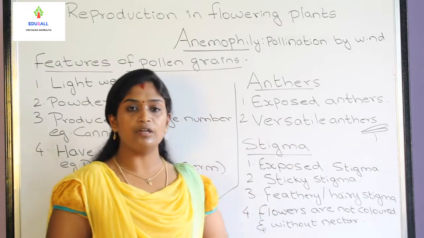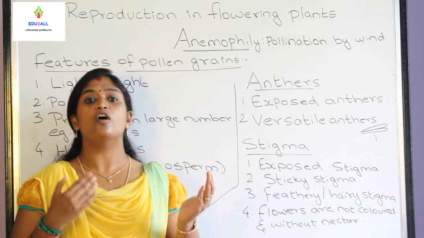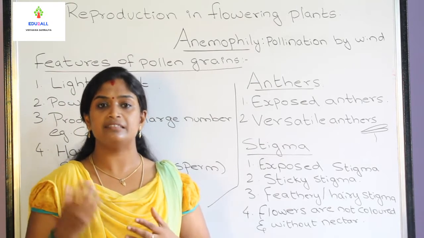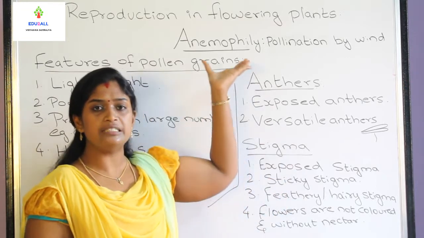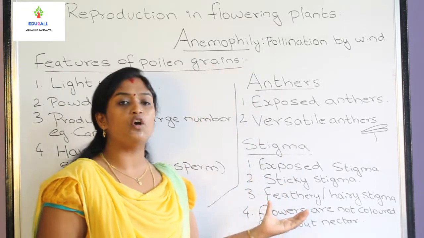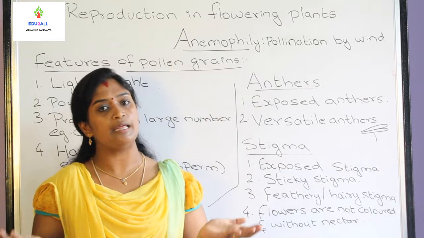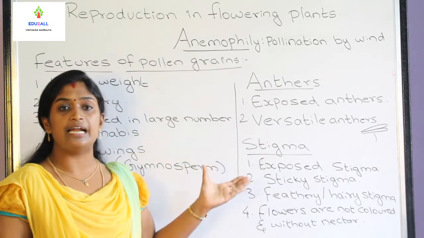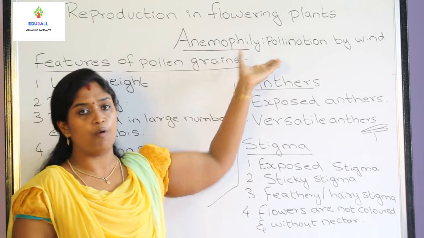The fourth important thing is that the flowers need not be bright colored, or produce any nectar or scenting substances. Since wind is the agency, the flower need not be bright colored because it need not attract any pollinators such as insects. So these are certain adaptations in order to help the wind for pollination.